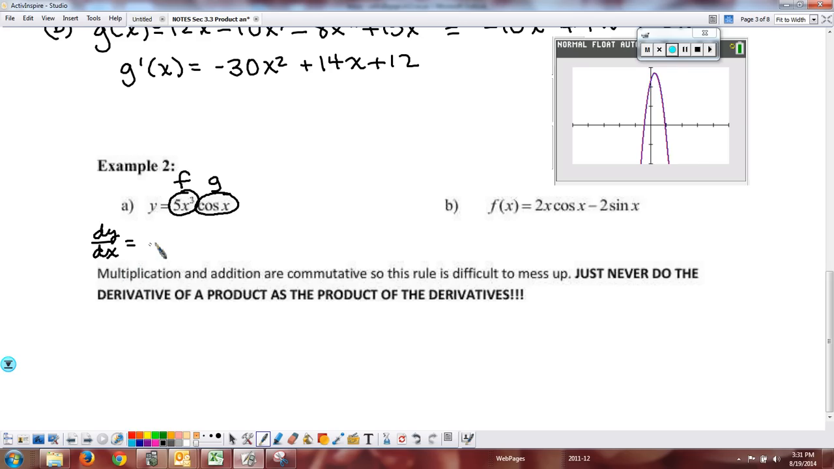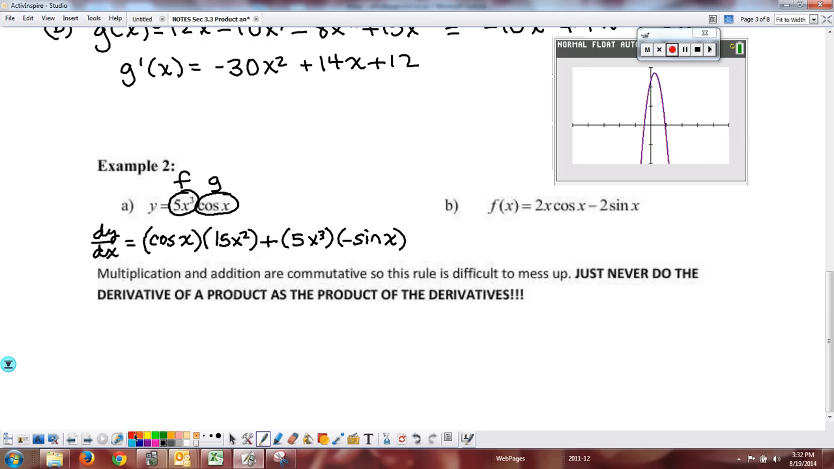So I'm going to do the second, cosine of x, g, times, and sometimes I like to put parentheses in to make sure I've got all my order of operations, the derivative of f, so that would be 15x squared, plus my f, 5x cubed, times the derivative of g, the derivative of cosine is negative sine of x.